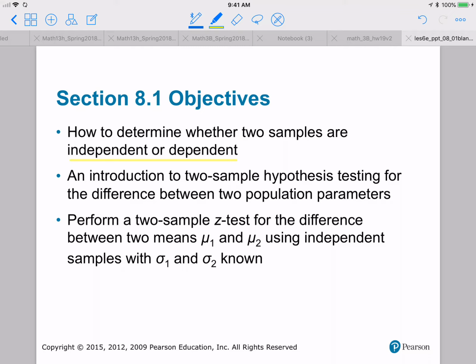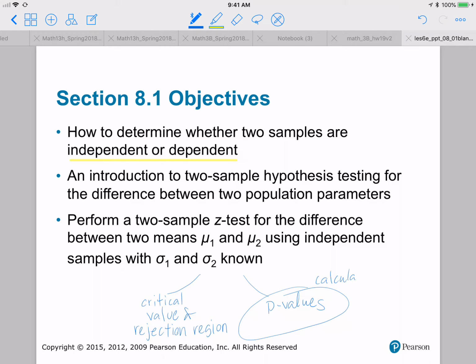And then lastly, we're going to learn how to perform a two-sample z-test. And as usual, we will have two different methods. The first method will be the critical value and rejection region method. And the second will be using p-values. And so the second one here is going to be with the calculator, right? Your TI-83, your TI-84 calculator, whatever you have. And the first one will be via critical values and rejection regions.